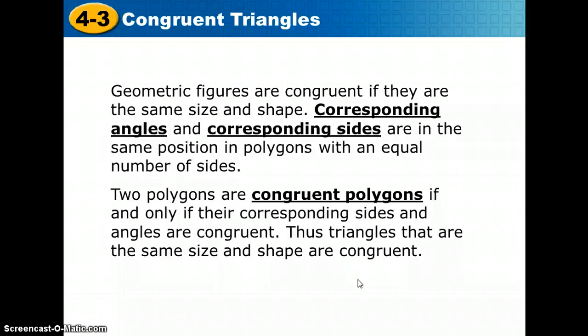Corresponding angles and corresponding sides are in the same position in polygons with an equal number of sides. So corresponding means in the same position. Two polygons are congruent if and only if their corresponding sides and angles are congruent. Thus, triangles that are the same size and shape are congruent.